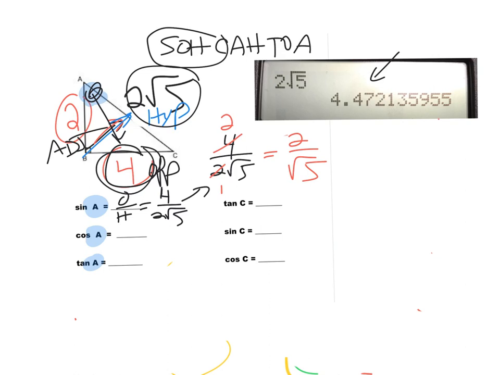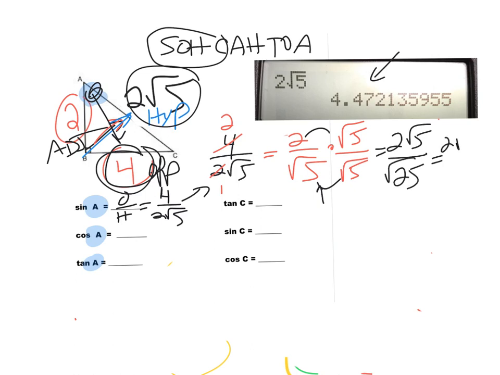But unfortunately, we have this radical again in the denominator. So we're going to have to rationalize the denominator by multiplying the top and the bottom by the radical. So here we're going to multiply the top and the bottom by radical 5. So in the numerator, I have 2 times radical 5, or 2 radical 5. The denominator, radical 5 times radical 5 is radical 25, but the square root of 25 is just the number 5. So here is my answer for the sine. I have 2 radical 5 over 5.